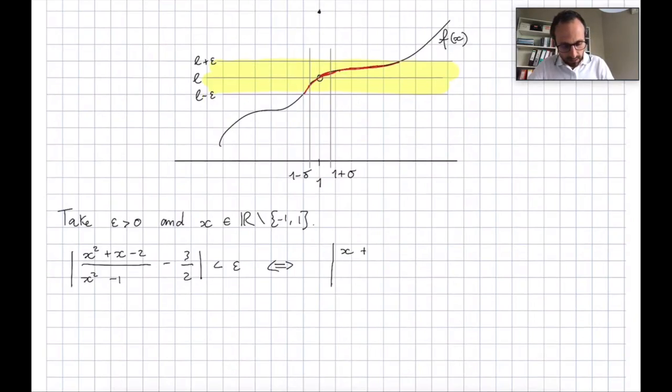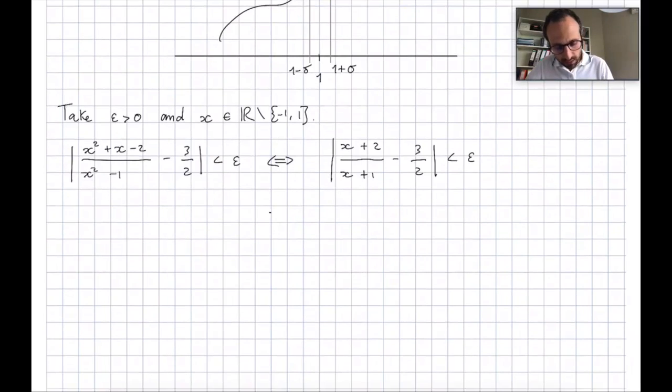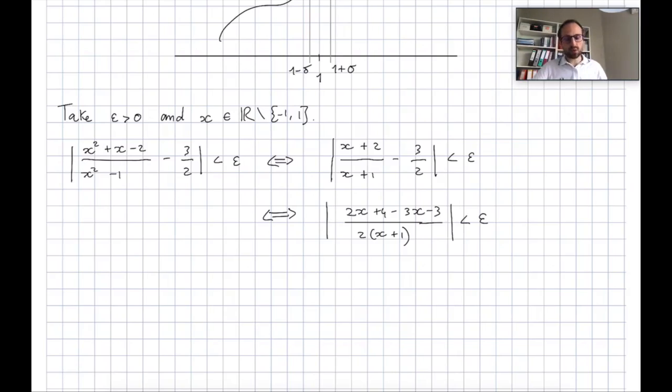The absolute value of (x + 2)/(x + 1) − 3/2 has to be less than epsilon. Good. The next step is to do the difference of these two fractions. So what we obtain is (2x + 4 − 3x − 3) over 2(x + 1), and this in absolute value has to be smaller than epsilon. Note that these are all if and only if, so I'm just writing equivalent formulations of the same statement. Let's keep going.